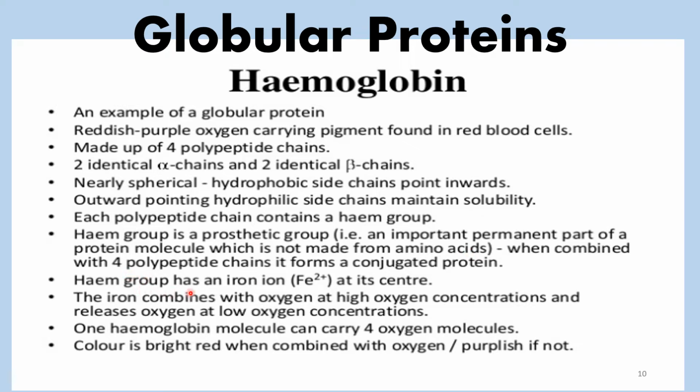Heme group has iron, and iron combines with oxygen to carry and transport the oxygen. One hemoglobin molecule having 4 heme groups can carry 4 oxygen molecules. Color is bright red when combined with oxygen.